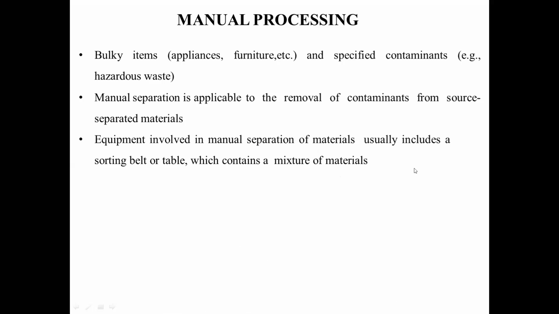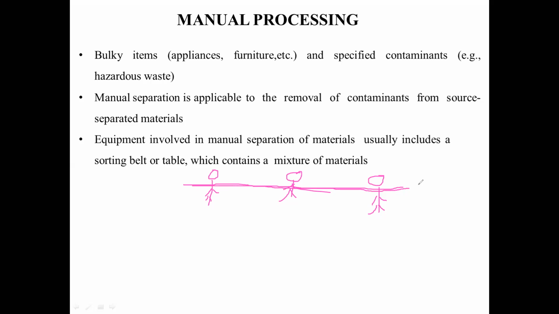Equipment involved in manual separation is simple. You don't have any complex instruments; you simply need a platform and a conveyor belt on which the waste is continuously flowing. Some individuals might be standing over here. They will not be moving, the conveyor belt is going to be moving, and the waste on it is continuously moved. They hand pick the waste depending upon its properties. So it requires some equipment, such as a sorting belt, sorting table, or sorting platform, which contains the mixture of material. That is the location at which the waste is thrown off.